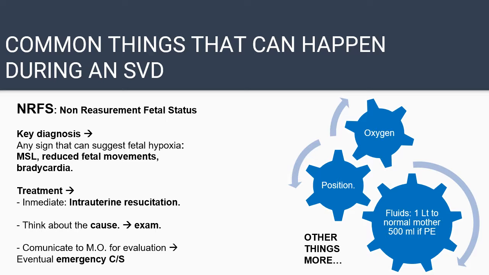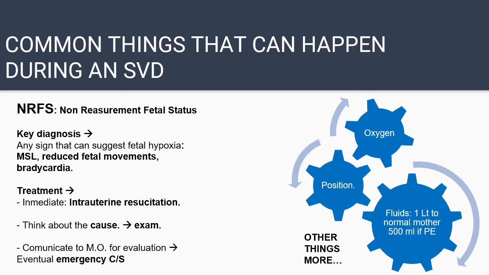So it's very important to do the VE again and also to think about the cause of the non-reassuring fetal status. You cannot be waiting and treating this without knowing the cause. And also, of course, communicate with the medical officer for evaluation and for an eventual emergency CS, and continue strictly monitoring the fetus. In my country, we call this diagnosis acute fetal suffering, because the fetus is lacking oxygen.